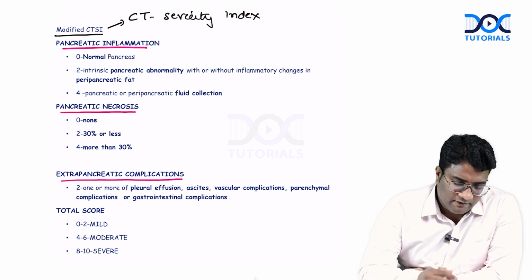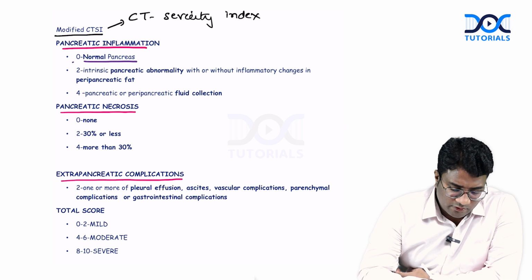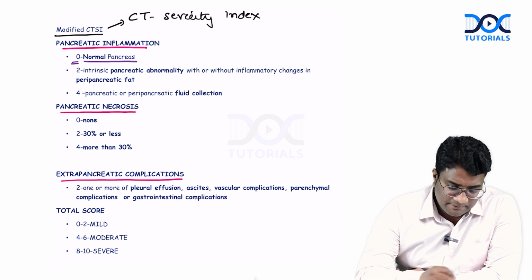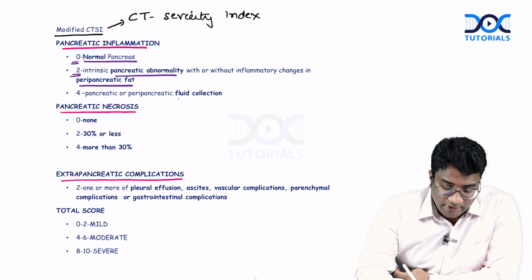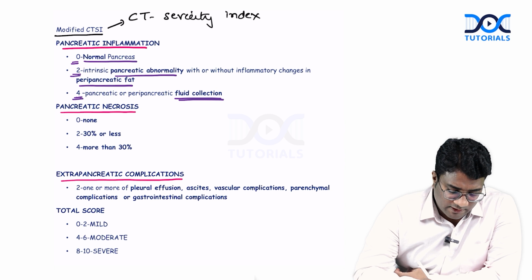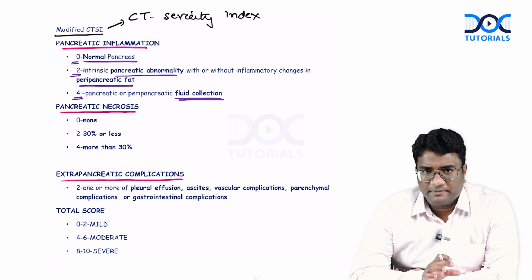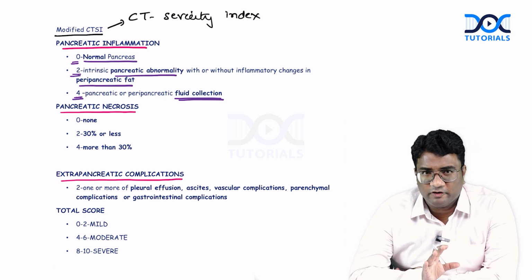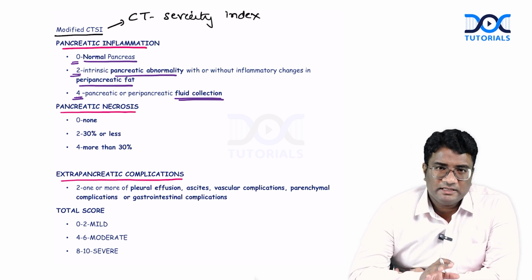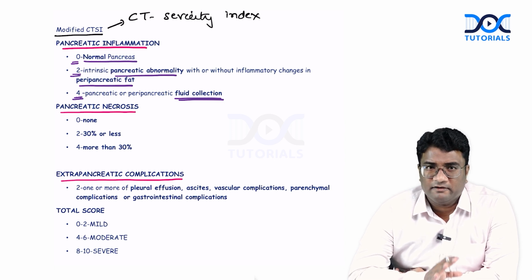Coming to pancreatic inflammation, if there is a normal healthy pancreas, that is given a value of 0. But if you see pancreatic involvement as well as peripancreatic fat involvement, this is given a value of 2. Fluid collections around the pancreas, this is given a value of 4. So, normal pancreas is 0. Any pancreatic inflammation with or without peripancreatic fat involvement is given a value of 2. Fluid collections within the pancreas or around the pancreas are given a value of 4. That is about pancreatic inflammation.